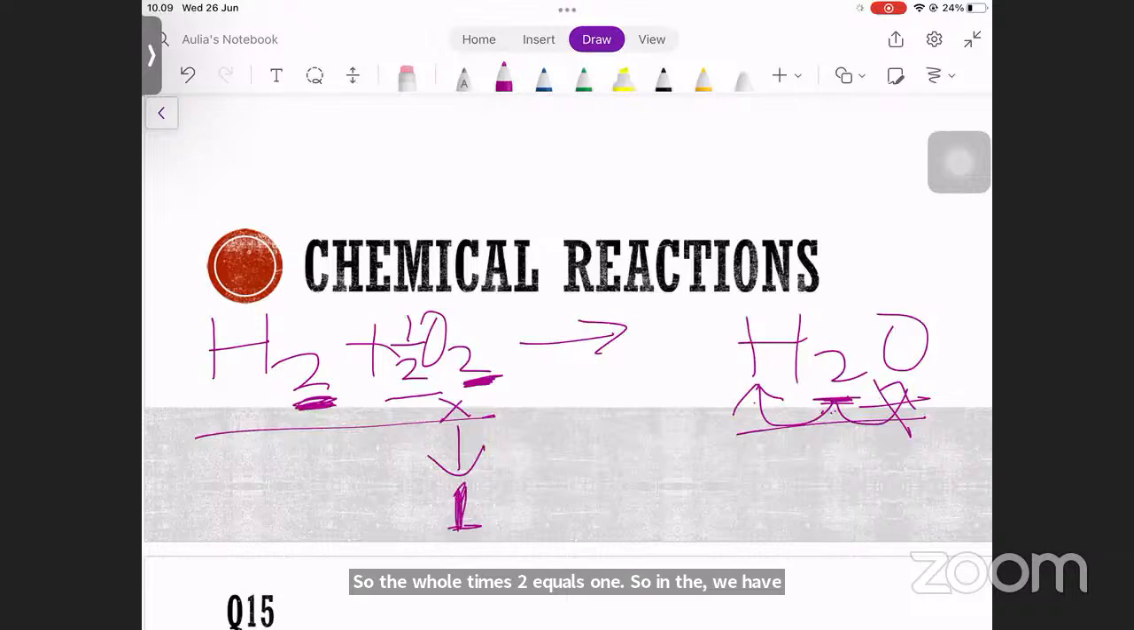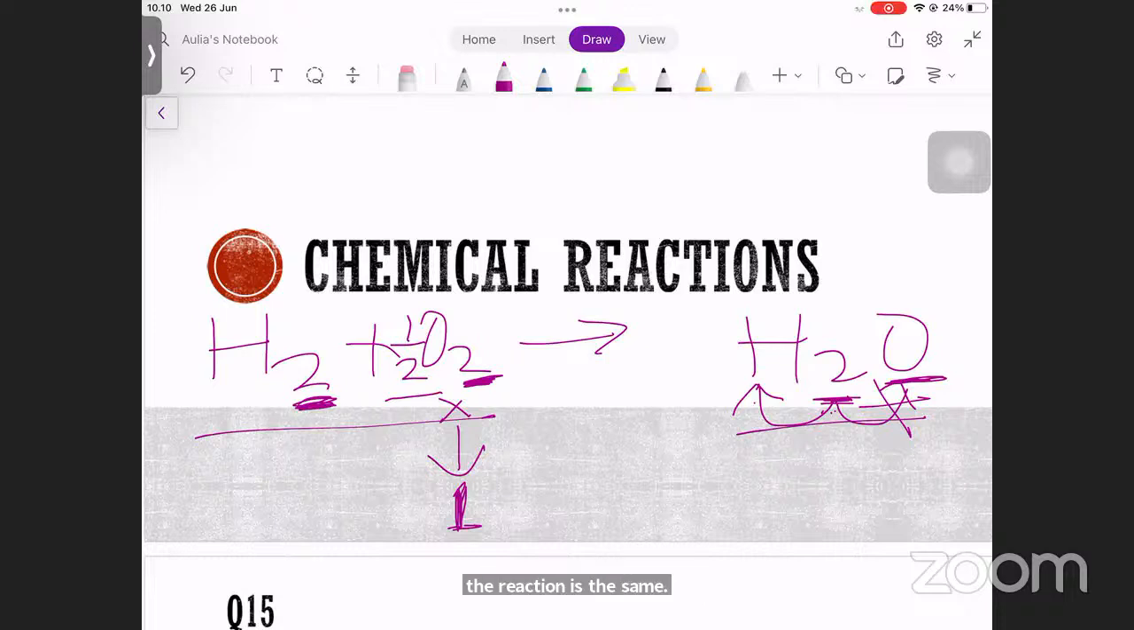Now, let's look at the product after the reaction, everyone. There is only one oxygen, isn't it? So we can conclude that the number of oxygen before and after the reaction is the same. So we can say that this is a balanced reaction. This is a correct equation. Let me write it here.